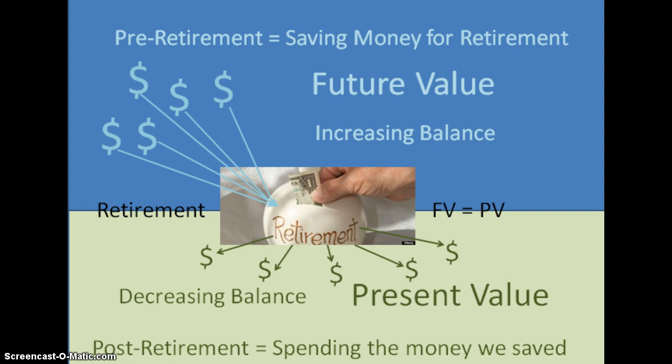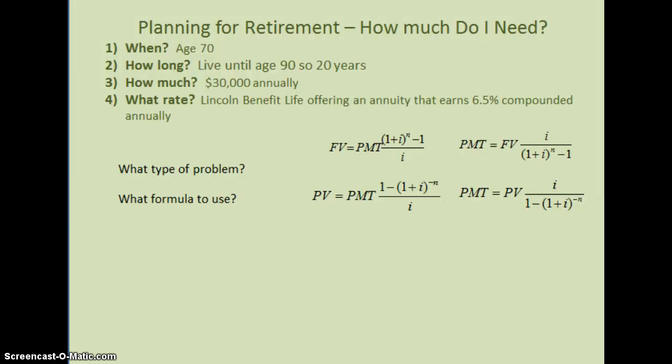So let's look at some retirement planning and see if we can figure out what's going on. And so here's our scenario. We're planning for retirement. We plan to retire at age 70. We're going to guess that we're going to live to age 90, so we have a 20-year retirement. We have calculated that we're going to need $30,000 annually to live on. And we found this company, Lincoln Benefit Life, that offers a 6.5% annuity compounded annually.